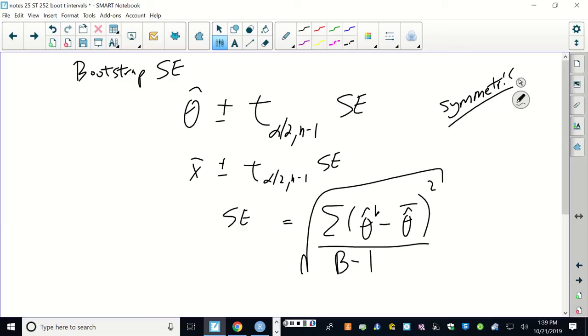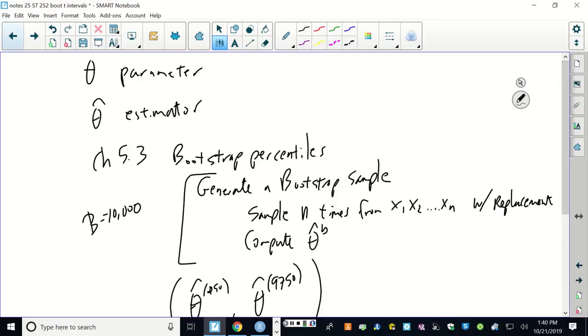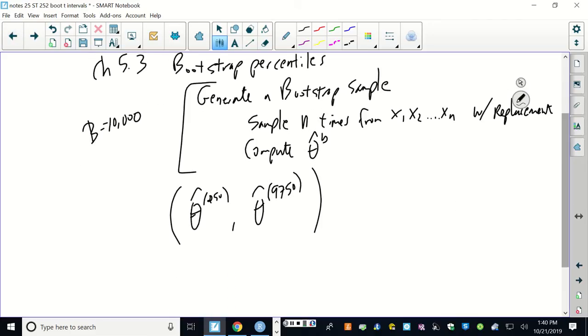where we use s over the square root of n. A virtue of this one, you don't necessarily have to use X bar. You might be able to use something different. You might think about whether you want to use a t-distribution there. That's a different question. This one's symmetric. This percentile one is not necessarily symmetric. This one can be asymmetric.